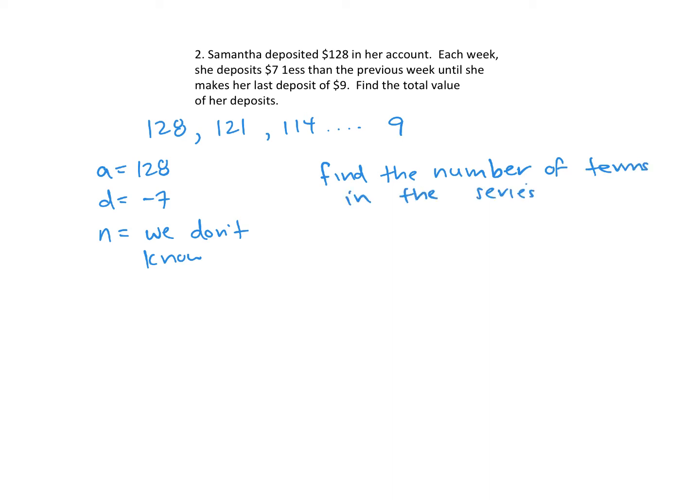Since we know the first term and the last term, we can use our term formula. We know the first term is 128. We know the last term is 9. When I find n, that will be the number of terms in the series, because I'm using the last term as t to the n. So n is going to be the number of terms in the series. So let's expand this bracket.